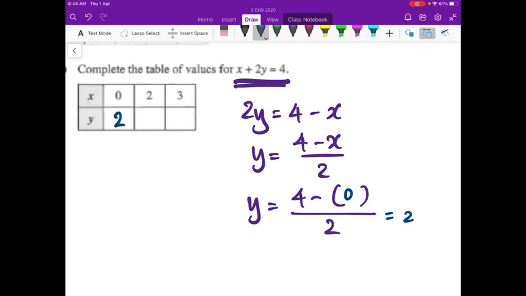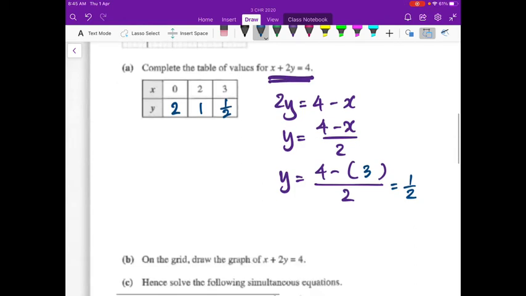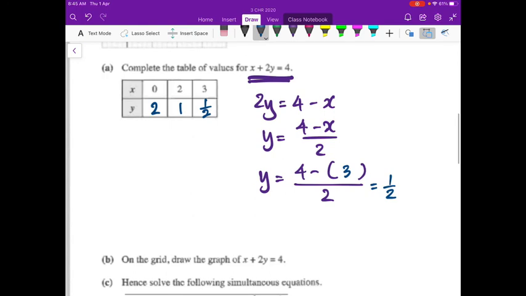Answer 2. The next one we have x equals to 1. 2. 4 minus 2 is 2, over 2 is 1. It's 1. The last case, where x is 3. 4 minus 3 is 1. 1 divided by 2 is half. 2, 1 and half. Finished. They won't just tell you to plot, calculate the table of values. You will still need to draw the graph. Draw the graph, okay? So here we have the table of values already.